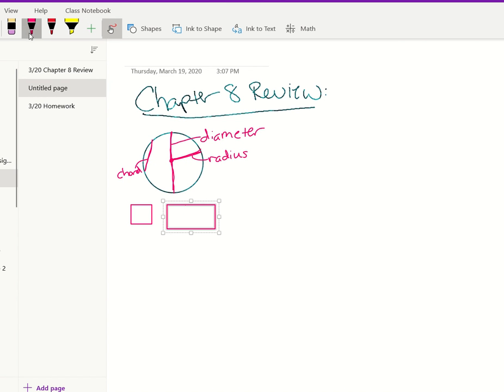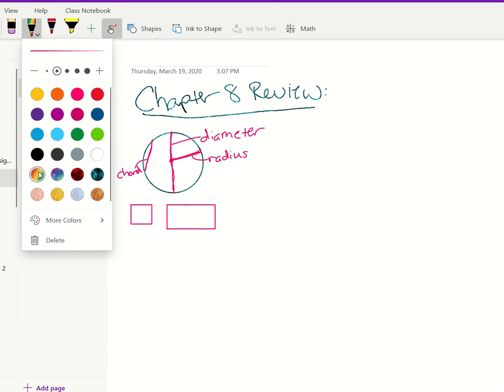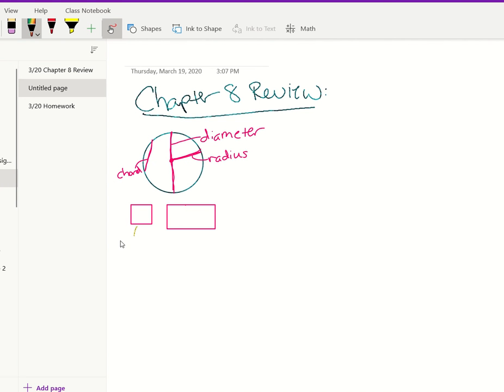So remember, all the names for a square, there are lots of them. You could do this rainbow one here. A square is a square, but it's also a rectangle. It's a rhombus. It's a parallelogram. And it's a quadrilateral.